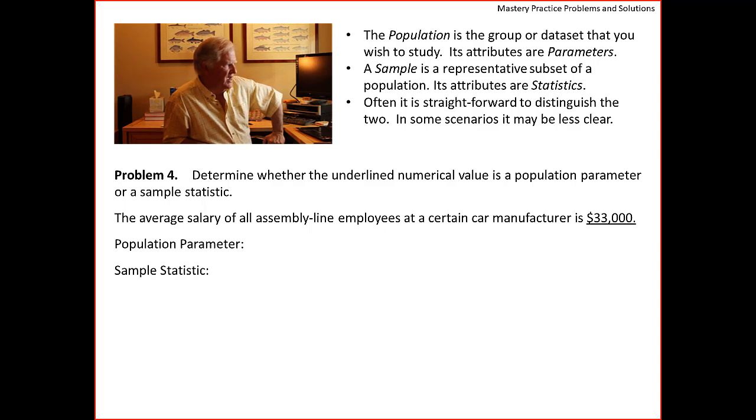And it says the average salary of all assembly line employees at a certain car manufacturer is $33,000. What is that? Is this a population parameter, $33,000, or is it a sample statistic? Take a second and try to answer that.